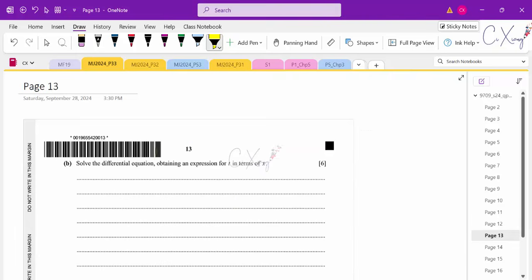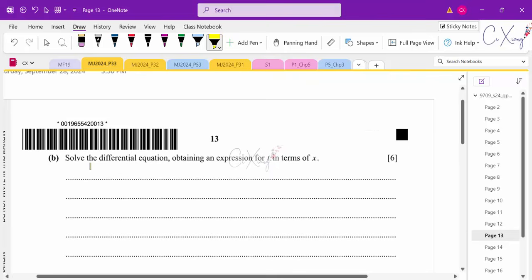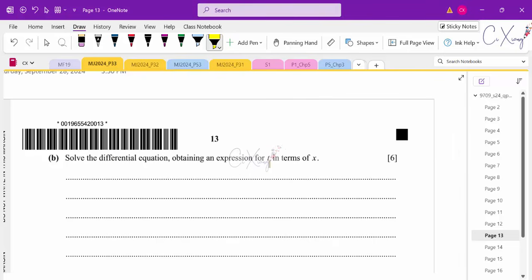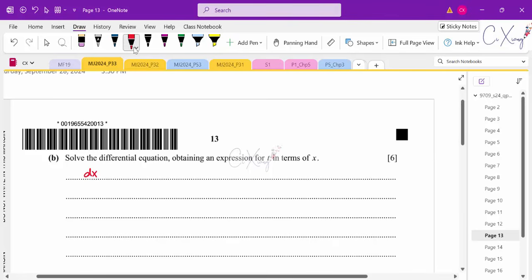For part B, what are they asking for? So they're asking us to solve the differential equation, express t in terms of x. Okay, so to solve the differential equation, first step I need to separate the variables to different sides. So I'm having variable x and also variable t, and my equation looks something like this. Negative 1 divided by 2t, then 20x minus 3x squared.